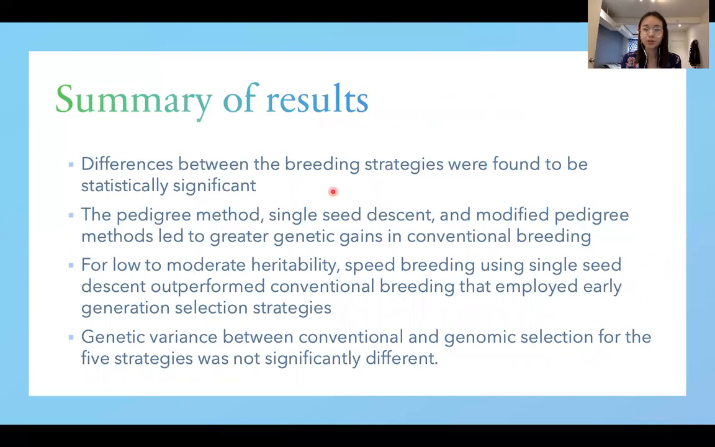So to sum up the results, the differences between the breeding strategies were found to be statistically significant. The pedigree method, single seed descent, and modified pedigree methods led to the greatest genetic gains in conventional breeding. For low to moderate heritability, speed breeding using single seed descent outperformed conventional breeding that used early generation selection strategies. And genetic variance between conventional and genomic selection for the five strategies were not significantly different.